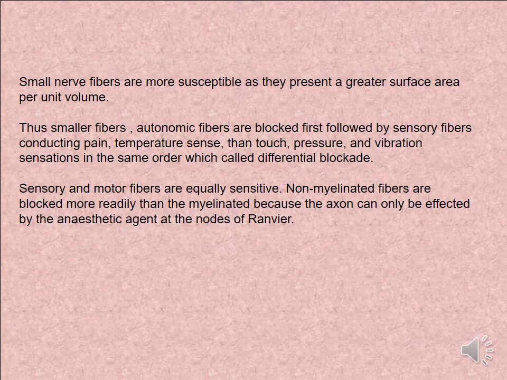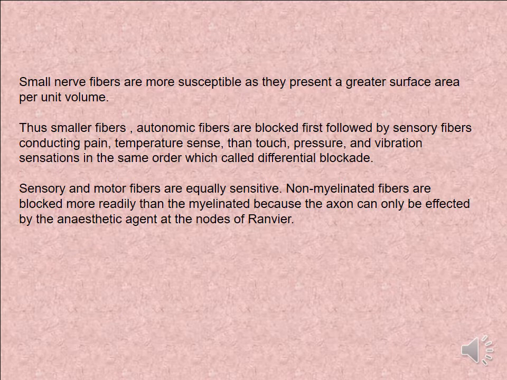Small nerve fibers are more susceptible as they present a greater surface area per unit volume. So when we have a small fiber, the surface area is more, so the impulse can be stopped by the local anesthetic solution. Those small fibers, autonomic fibers, are blocked first, followed by sensory fiber conduction: pain, temperature sense, then touch, pressure, and vibration.